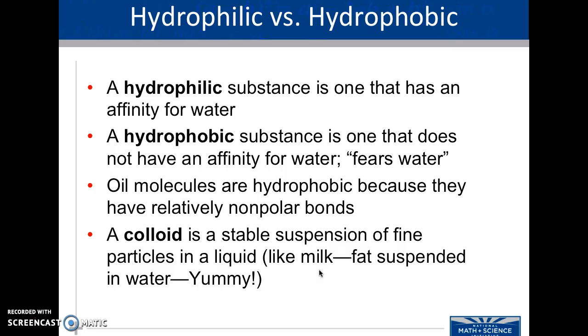A colloid is a stable suspension of fine particles in liquid, like milk, fat suspended in water. Basically, this means that the oil molecules are only slightly hydrophobic, so it will dissolve in water, whereas something that is totally hydrophobic will make a layer of oil on the top of water, like a salad dressing or like when you make a soup and the fat rises to the top.